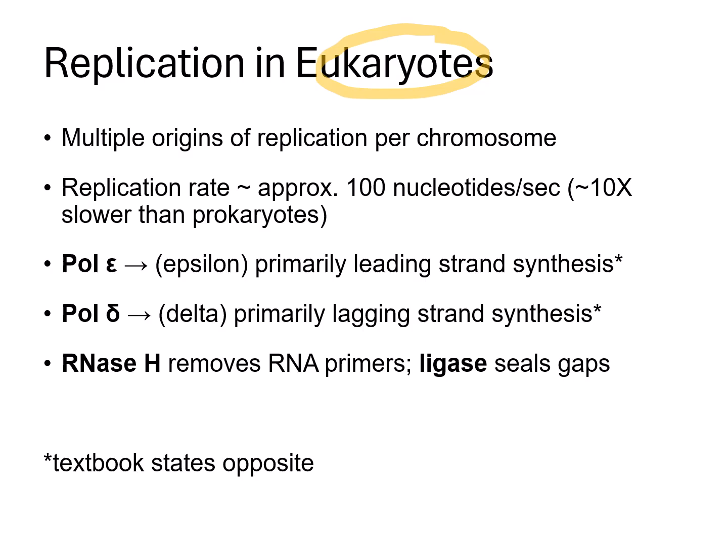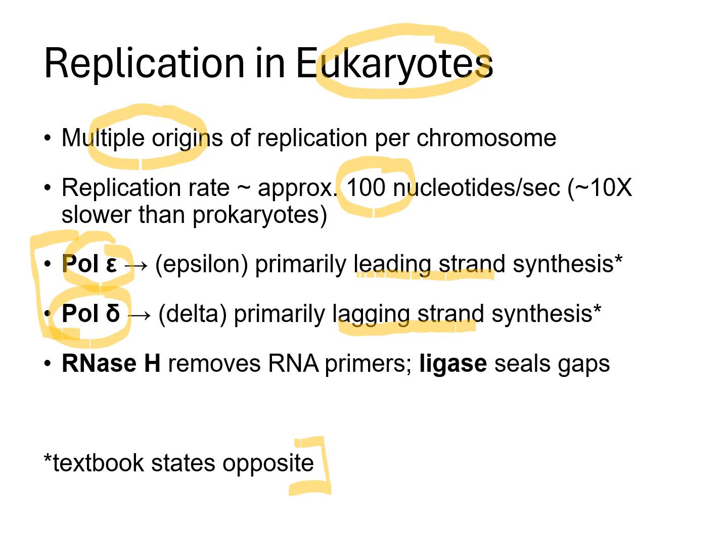Eukaryotic chromosomes are linear and much larger, so replication has to start at multiple origins along each chromosome, not just one like in bacteria. Replication is also slower in eukaryotes, only about 100 nucleotides per second. This is about 10 times slower than what we see in prokaryotes. In eukaryotes, there are two key polymerases that handle this job. DNA polymerase epsilon primarily synthesizes the leading strand, and DNA polymerase delta primarily synthesizes the lagging strand.